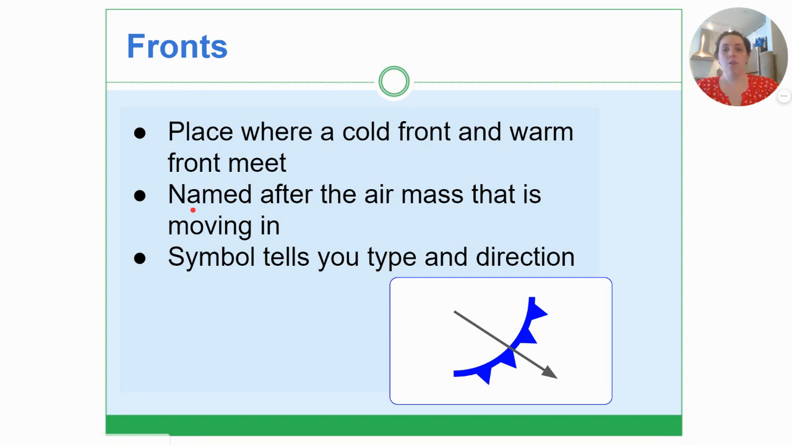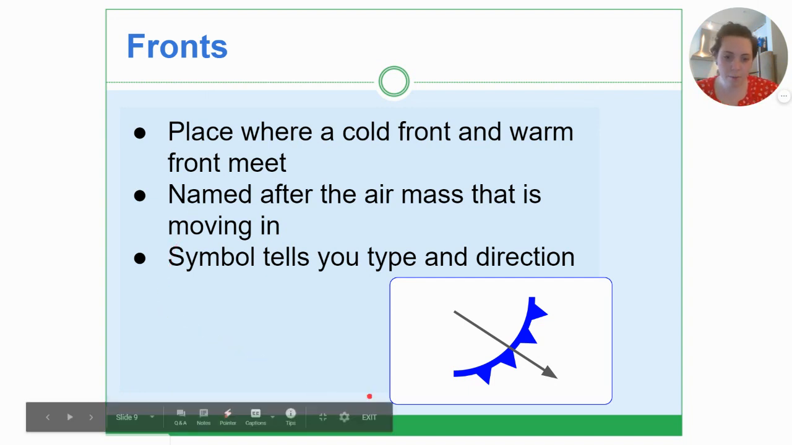So we have 3 different fronts that we're going to look at, and the names are going to correspond with the type of air that's moving in or the type of air that it's bringing into an area. And we'll have a symbol that you would be able to see on a weather map for each of these 3 types of fronts. And what the symbol does is it tells you both the type of front and it also tells you the direction it's moving.